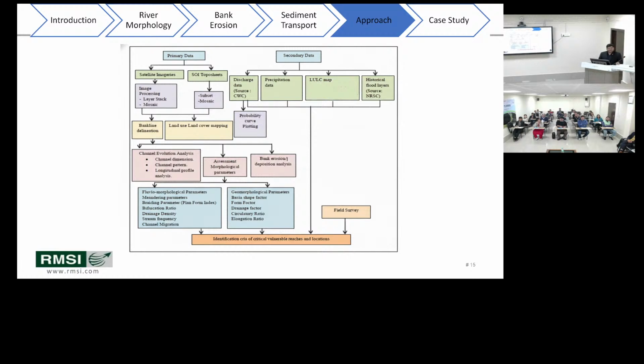Based on that we also calculate river morphology parameters, like sinuosity, and different parameters are also there for calculation. Based on that we identify whether this place is eroded and what percentage of erosion is taking place, in terms of area and quantity. That has been validated with the field survey also, to identify which places are critical and non-critical.